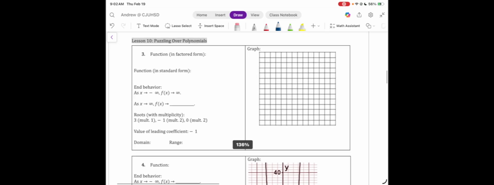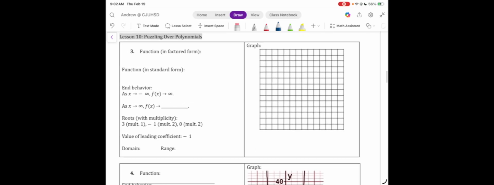Okay, let's look at number 3. So we don't have factored form, we don't have standard form, we don't have a lot of end behavior. We have some, but we do have the roots. And we have the leading coefficient of -1. Okay, and let's see, the roots. 3 with a multiplicity of 1. -1 with a multiplicity of 2.